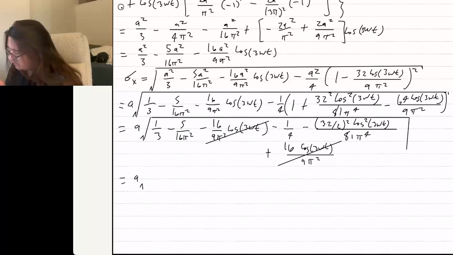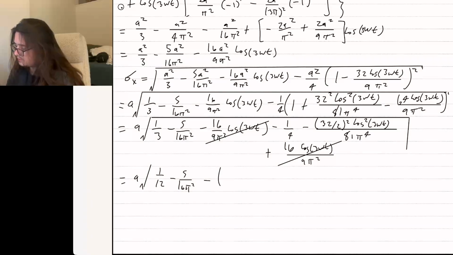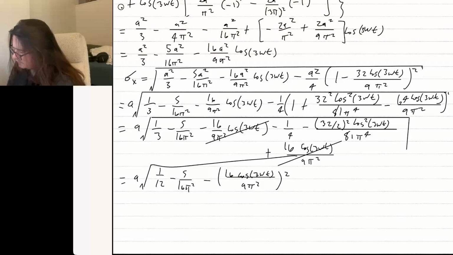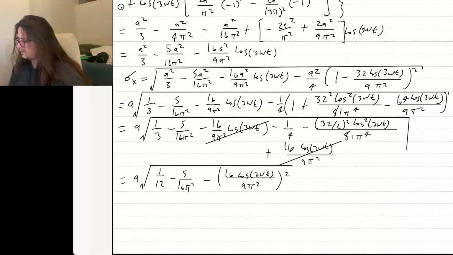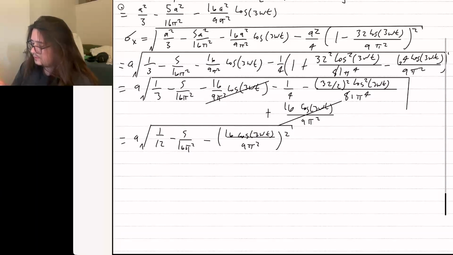So 1/3 minus 1/4 is 1/12. I got the minus 5/16 pi squared here. And then minus, it'll just be 16 squared times cosine squared over 81 pi fourth. I'm just going to call it 16 cosine 3 omega t over 9 pi squared all squared, and call it good. So that's sigma x. We also do need to calculate dx dt exactly.